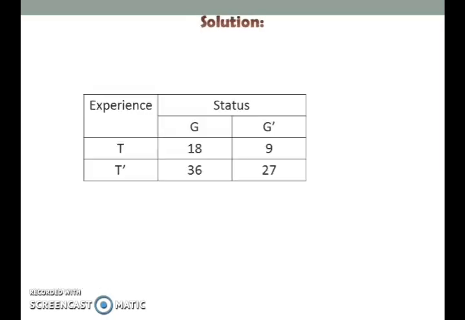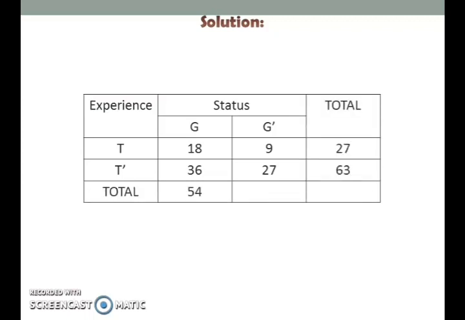When we are given with number of people that have been divided based on two categories like this, the first thing that we need to do is find total of each row and each column of the table. The total value of the first row here represents number of elements in T, while the total value of the second row here represents number of elements in T prime. The total value of the first column here represents number of elements in G, while the total value of the second column here represents number of elements in G prime.